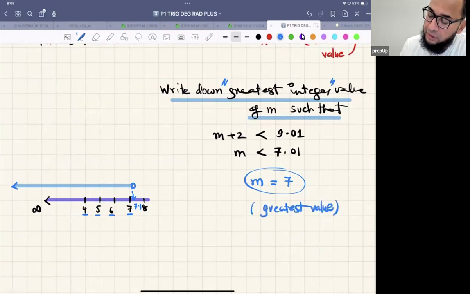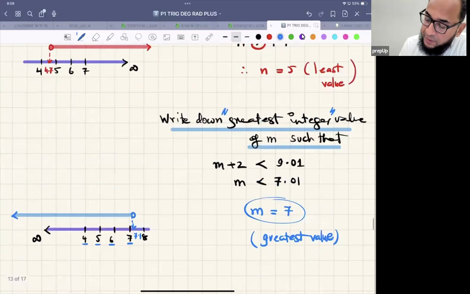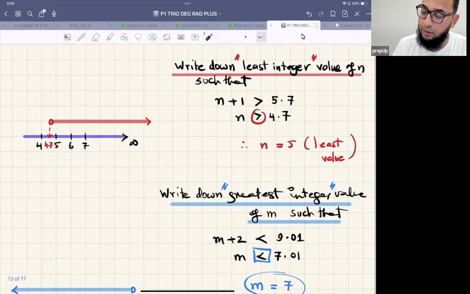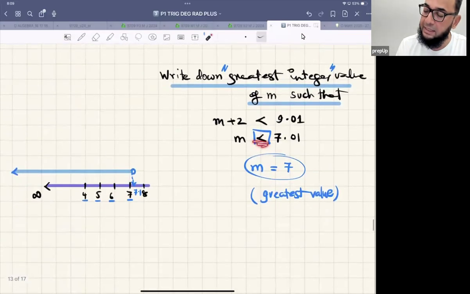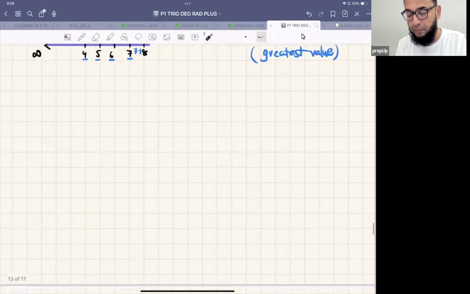And when we talk about the greatest value, that will always be asked when there is a lesser inequality. It's a hard and fast rule. Greater sign, they will ask you for the least value. Lesser sign, they will ask you for the greatest value. It has to do something with the number line.